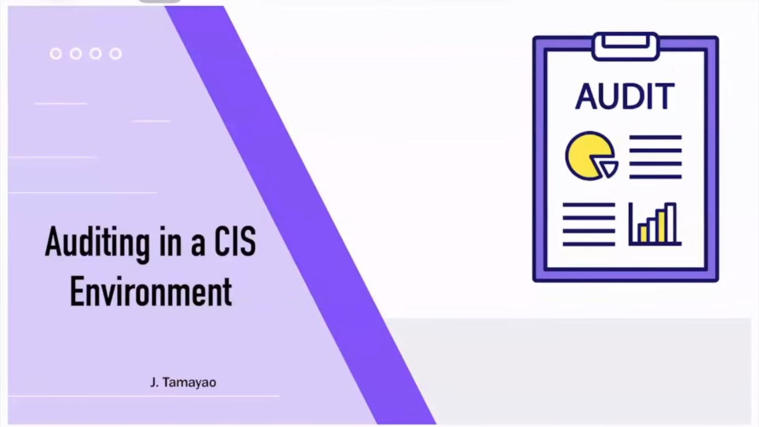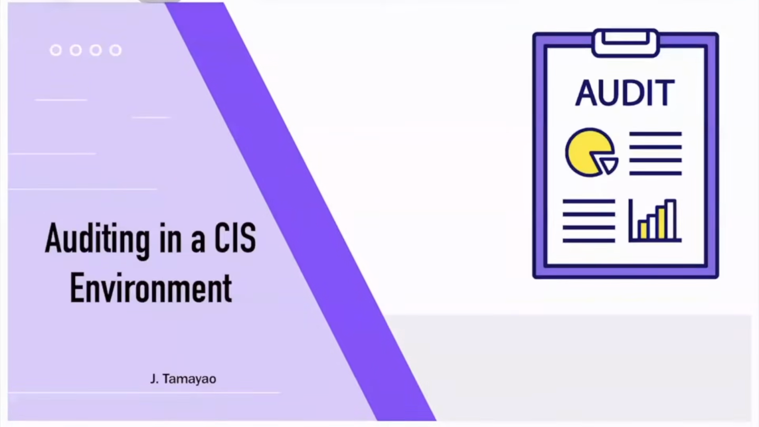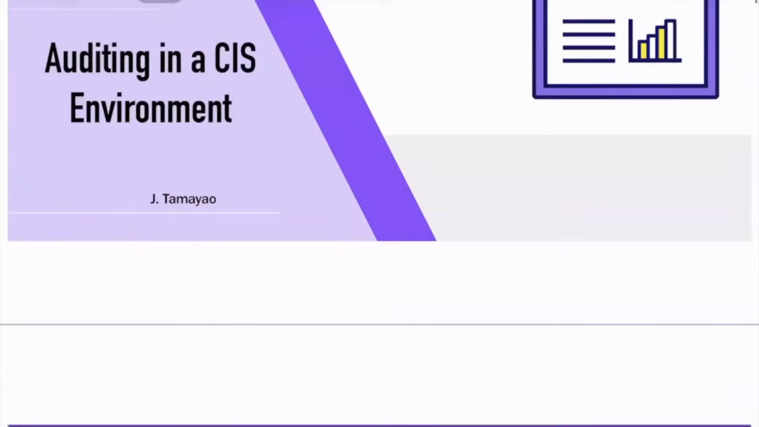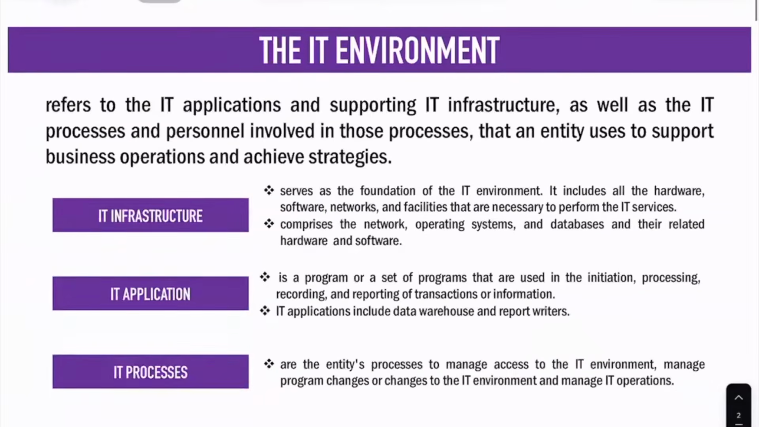So for this session, we will now look into the auditing in a CIS environment. So first, of course, we need to define IT environment. So what is a CIS environment or your IT environment? The IT environment refers to the IT applications and supporting IT infrastructure, as well as the IT processes and personnel involved in those processes that an entity uses to support business operations to achieve their strategies.